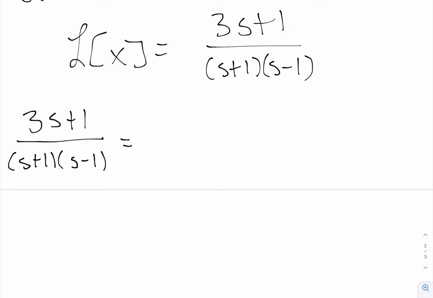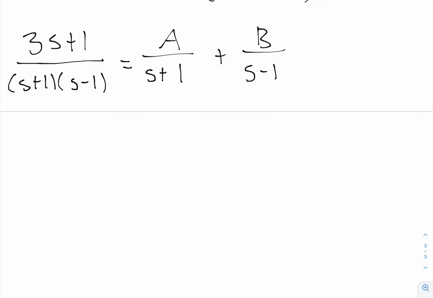So we want something that's going to give us some constant a over s plus 1 plus another constant, I'll call it b, over s minus 1. Now how can we do that? Well, remember, we can just cross multiply. So if we multiply both sides by s plus 1, s minus 1, on the left we just get 3s plus 1 because that will cancel. And on the right, the s plus 1s cancel, so we'll get a times s minus 1, plus b times s plus 1.